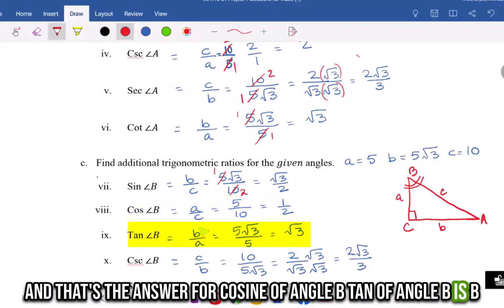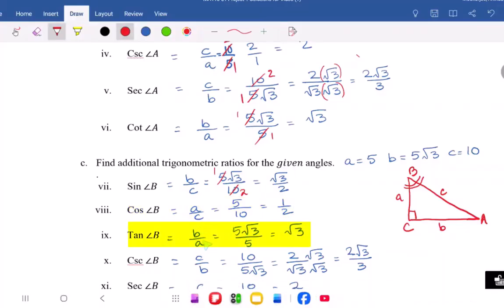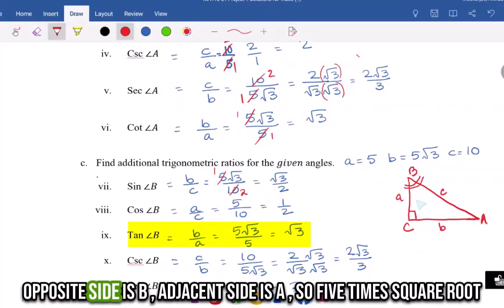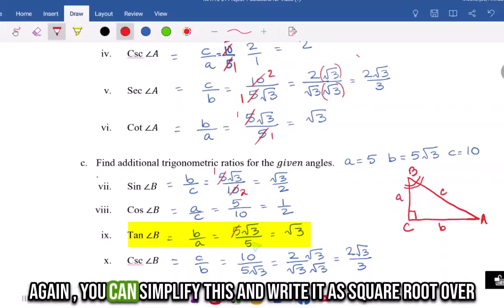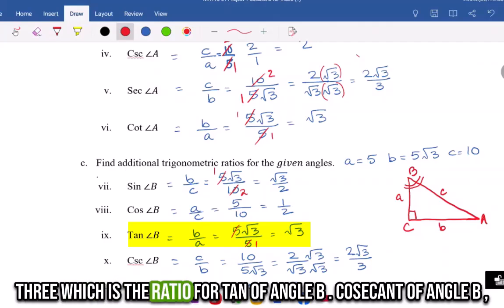Tan of angle B is B over A, opposite over adjacent. Opposite side is B, adjacent side is A. So 5 times square root over 3 in the numerator for B, and A has a value of 5. Again, you can simplify this and write it as square root over 3, which is the ratio for tan of angle B.